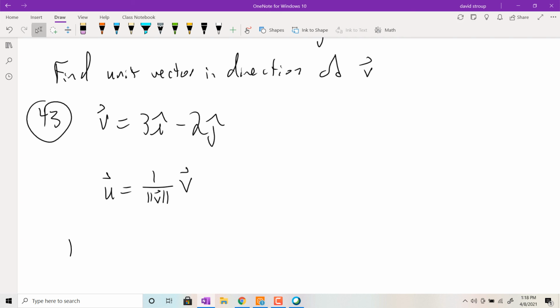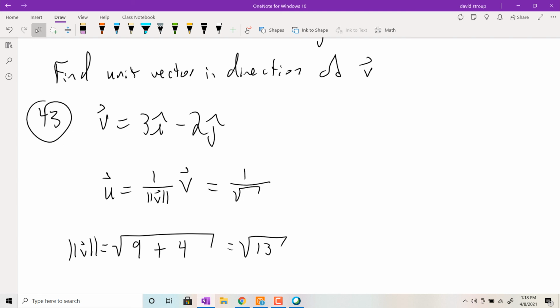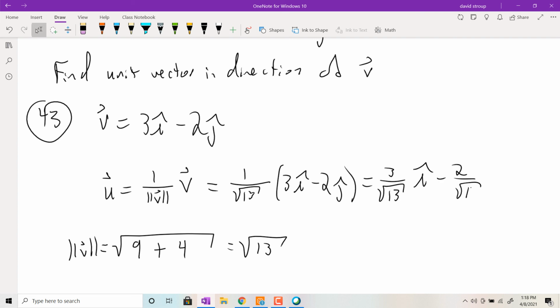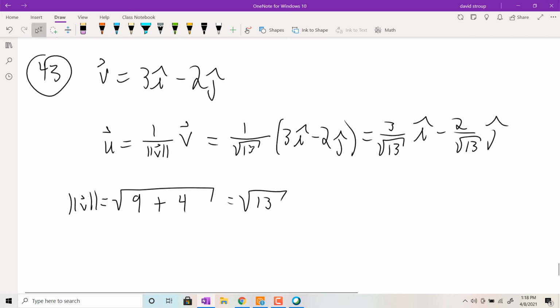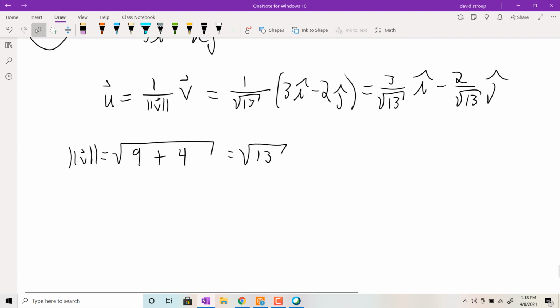So the magnitude of v is something that's important. We need that. That's just the square root of the sum of the squares of the components. So 3 squared is 9, -2 squared is 4, so that'll be square root 13. So this will be 1 over square root 13 times 3i minus 2j, which you can write then as 3 over root 13 i minus 2 over root 13 j, and you could leave it in that form if you have better things to do. You don't have to rationalize for me. I am not high maintenance.